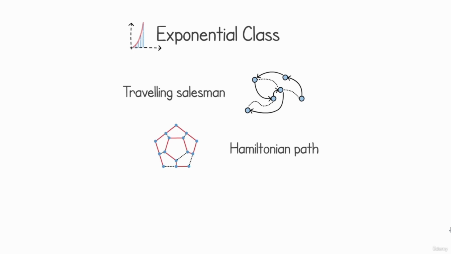Another famous problem in this area is the Hamiltonian path. This is when you want to find a path through your graph that visits each node exactly once. The problem that we will examine in this section is called the subset sum problem. Let's have a look at more details of this problem.